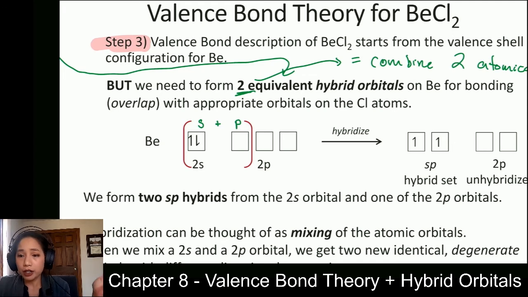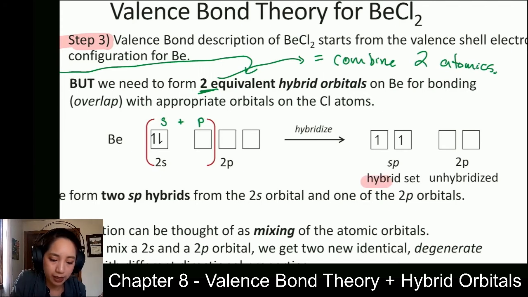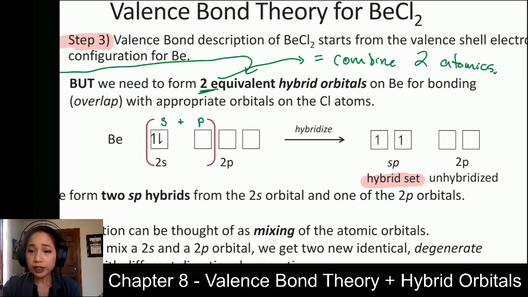So since we're combining two atomic orbitals, combining is another word for hybridize. So both of those are verbs. We're going to hybridize or combine that s atomic orbital and p atomic orbital, combine them or hybridize them, to make a new hybrid set of orbitals. Those two atomic orbitals are no longer atomic orbitals now. They're now called hybrid orbitals.